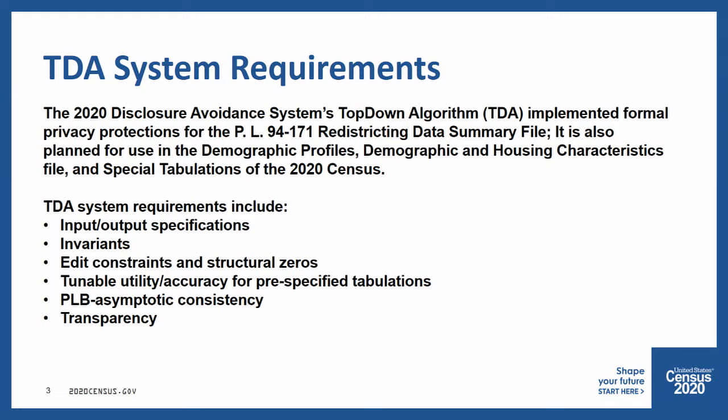The system needed to be asymptotically consistent, meaning that as you increase the privacy loss budget, you should get more and more accurate data. Eventually, if you increase it all the way to infinity, it should spit out the confidential census edited file as the microdata output.